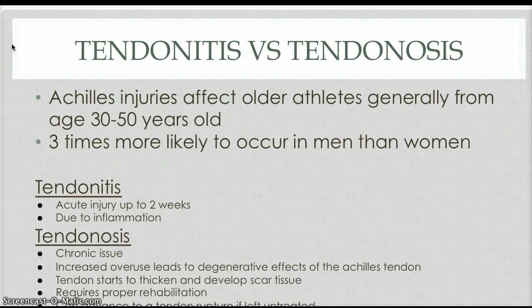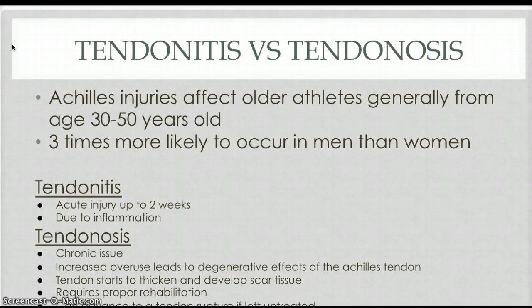As we can see, Achilles tendonitis is a fairly common overuse injury that you will see in an array of athletes, but it is more common in older athletes. It affects a mean age of 30 to 50 years old, and it is 3 times more likely to occur in men versus women.